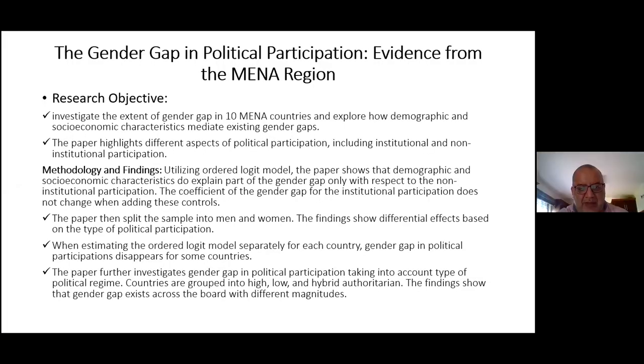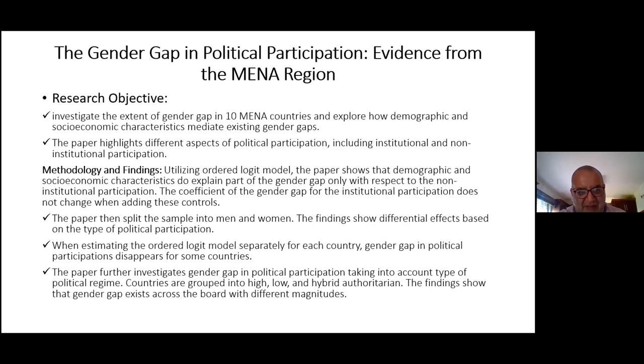Right, so the objective of the research is multiple. One is to investigate the extent of the gender gap in 10 MENA countries and explore how demographic and socioeconomic characteristics mediate an existing gender gap. The paper also highlights different aspects, in terms of what type of political participation they test, institutional and non-institutional participation. In terms of methodology, they utilize an ordered logit model and a SUR type model.